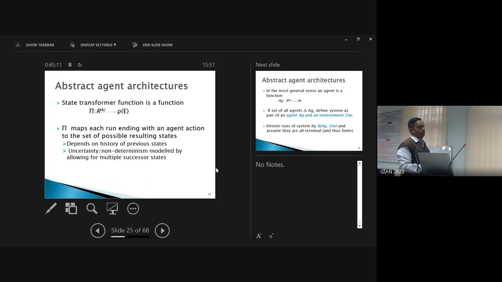It depends on the history of previous states. It depends on uncertainty, non-determinism modeled by allowing multiple successor states. The resulting state could be any one of a set of possible results.